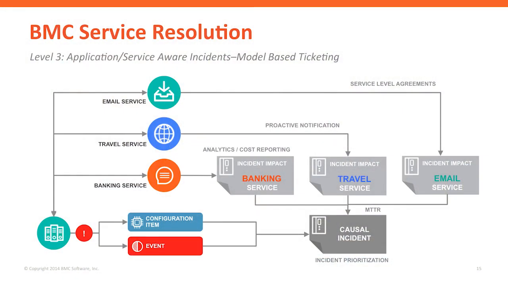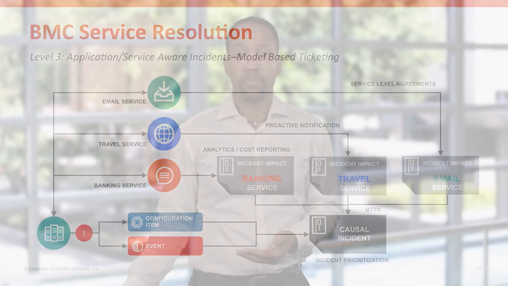By having this impact incident in place, I can then run reports against that. I can target my service level management metrics against that. And I can also trigger notifications and bring awareness that reference the service that's impacted as opposed to referencing the CI that had the root cause.